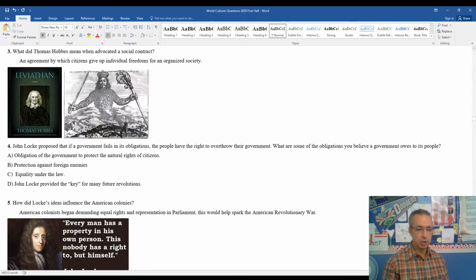Next, we'll look at John Locke. He proposed that if a government fails in its obligations, the people have the right to overthrow their government. Question, what are some of the obligations you believe a government owes to its people? So it's a general and open statement here. Often people mention the obligation of the government to protect the natural rights of the citizens, life, liberty, and property.